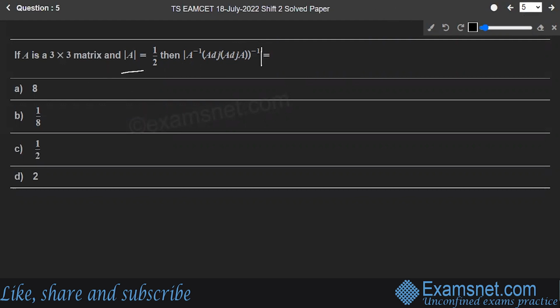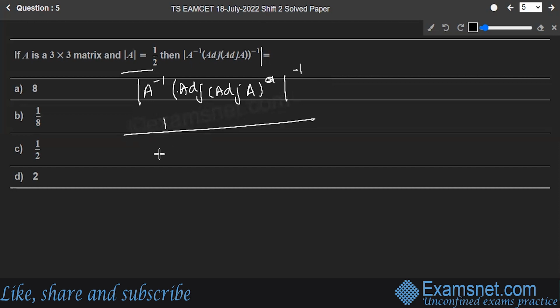So you are given that determinant of A is 1 by 2 and you have to find out determinant of A inverse into adjoint of A inverse. So this can be written as actually 1 upon, because this whole was inverse, the outside, it's outside. So this can be written as determinant of A inverse into determinant of adjoint of A, right? Okay, I think this is the one.